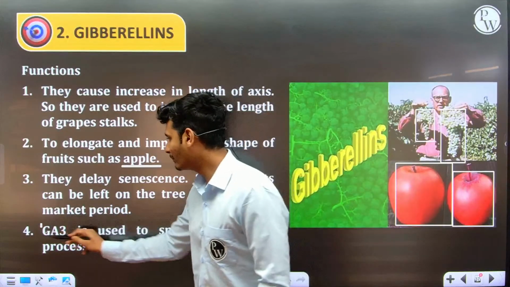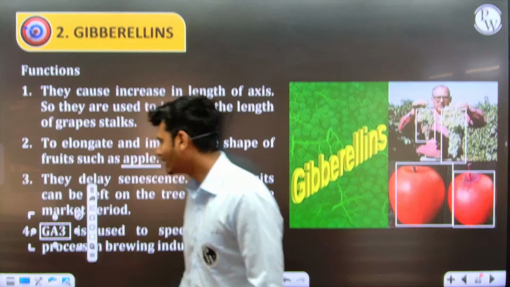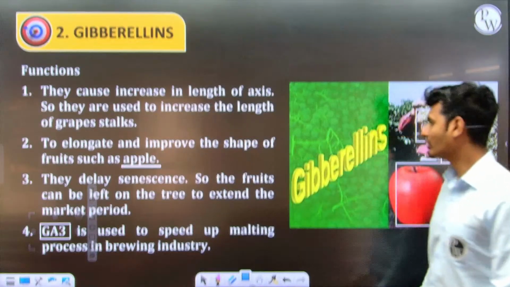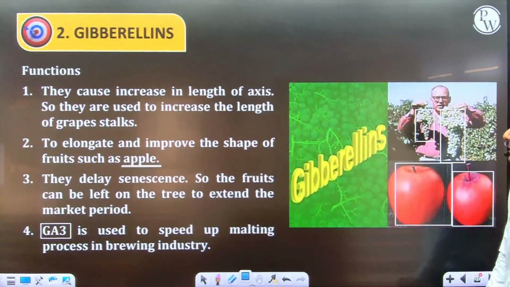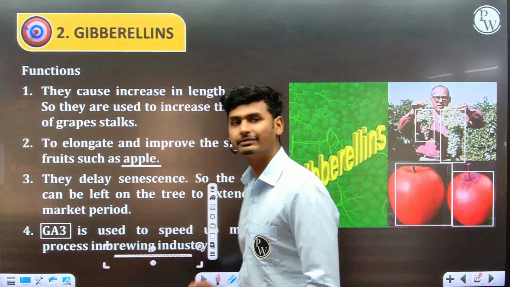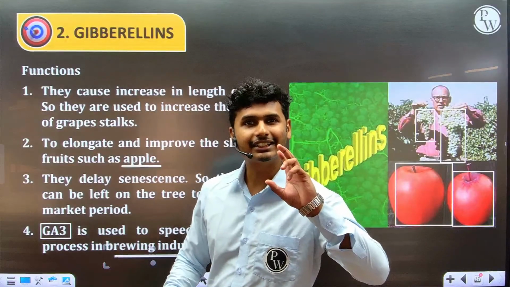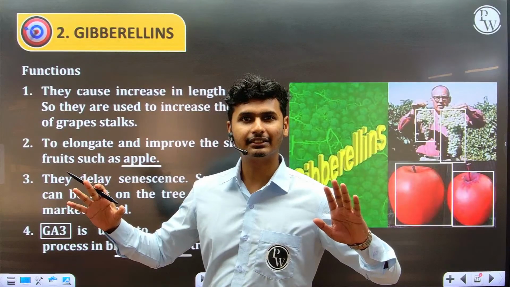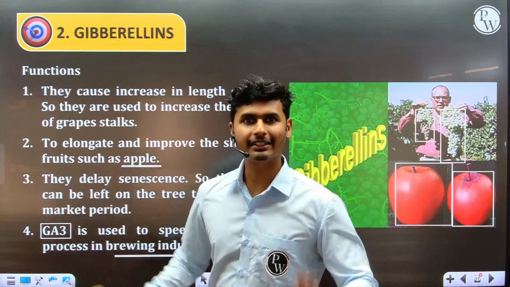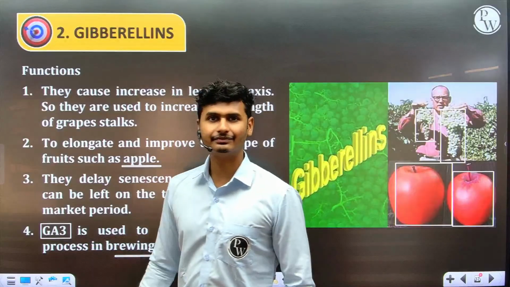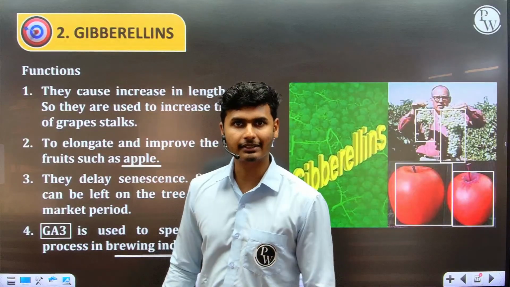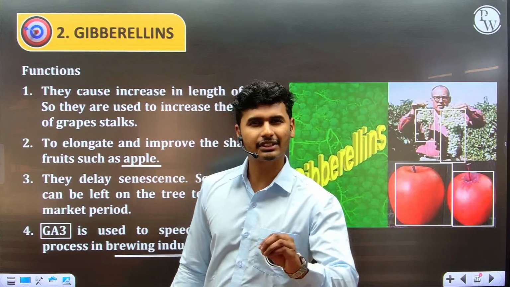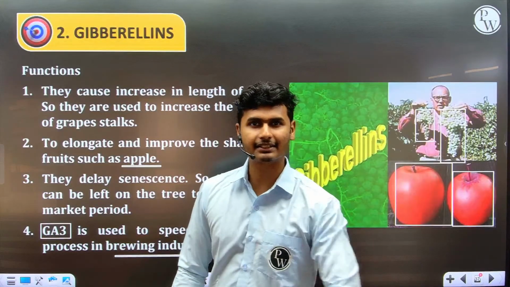GA3, this is an important point. GA3 is used to speed up the malting process in the brewing industry. Brewing industry, alcoholic industry, okay? Beer, wine, whiskey, rum, brewing industry. GA3 improves the malting process. Malting generally takes place in the wine industry.